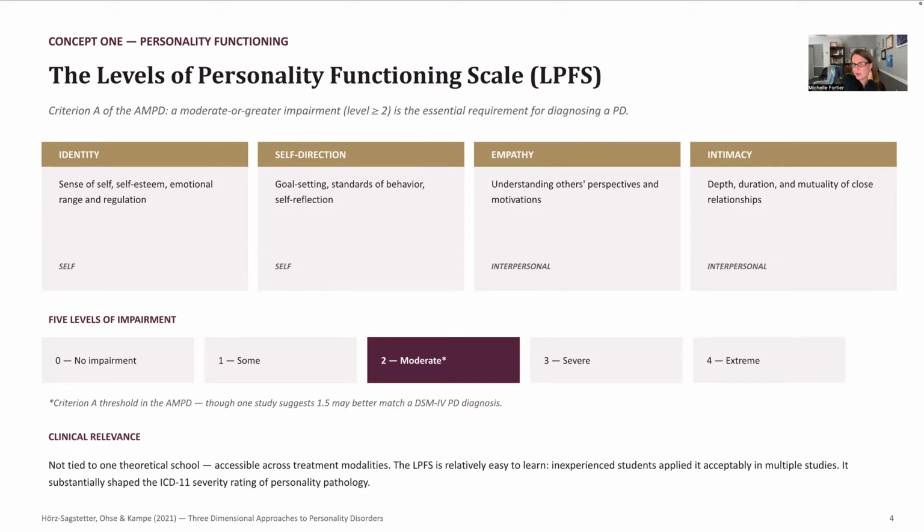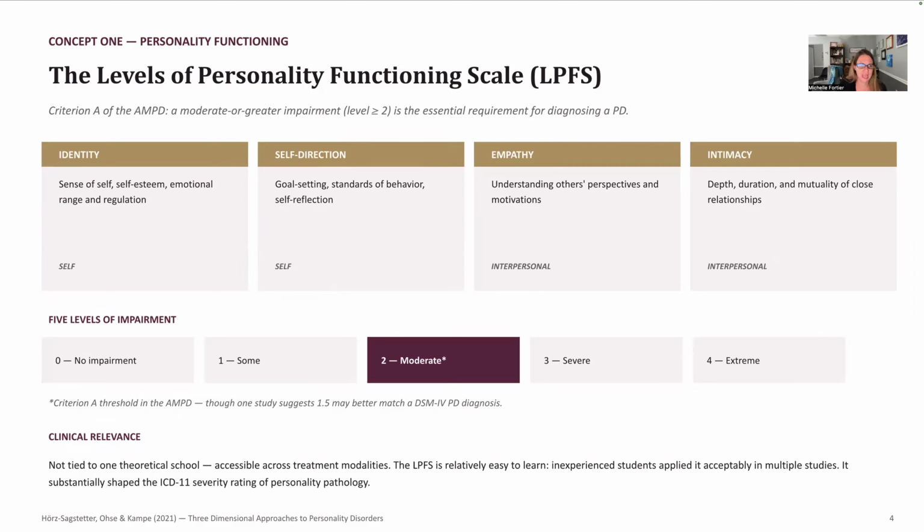So interpersonal empathy is understanding others' perspectives and motivations. Intimacy is depth, duration, and mutuality of close relationships. There are 5 levels of impairment. 0 is zero impairment, nothing. You're easy breezy, lemon squeezy, no personality disorder at all, healthy. All the way to extreme, which is number 4. Personality disorders show up at 2 when we're using the AMPD. At 1, you could still be kind of a little messed up, have some traits going on, but you ain't personality disordered. You're able to be flexible when you need to. You can have relationships. Sometimes you might be on the struggle bus, but nothing so much that it impairs your life.